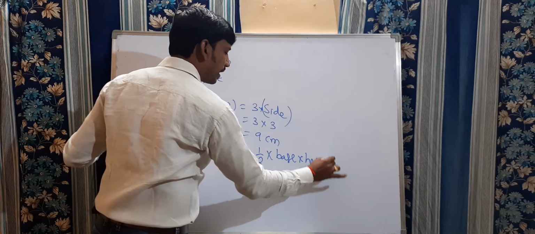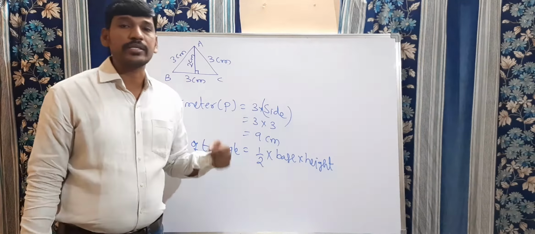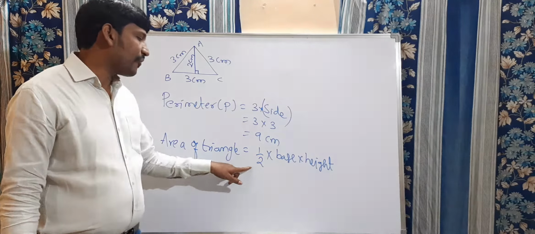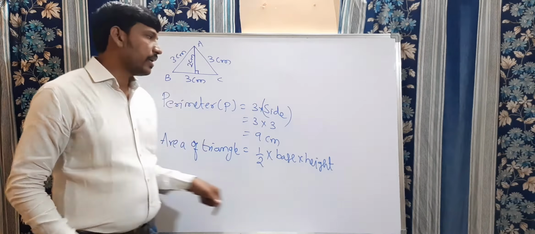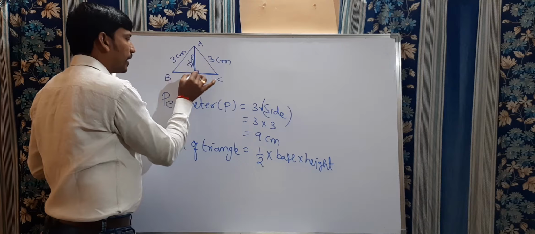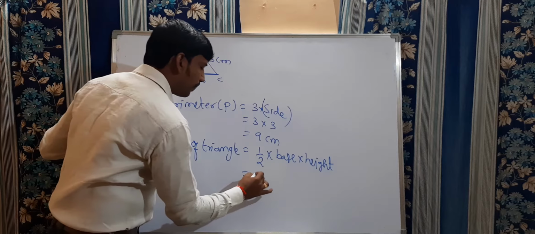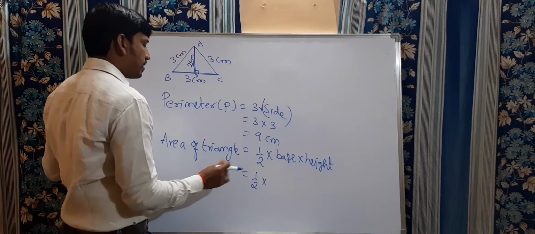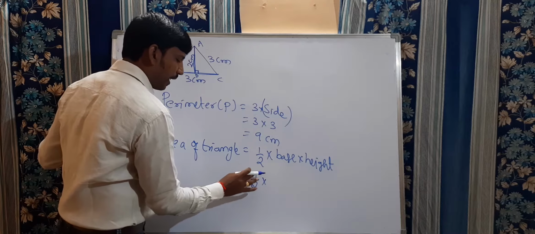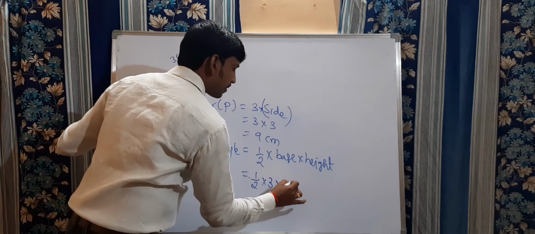This we already discussed in earlier classes, in 6th, 7th, 8th. What is the area of triangle formula? Half into base into height. Here this is the base, right, and this is the height. We know that. Clear? AD is the height. Now just substitute the values. 1 by 2 into base, which is 3 centimeters, and the height is 2 centimeters.